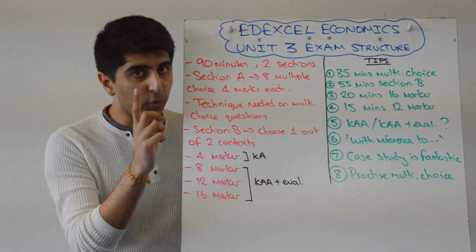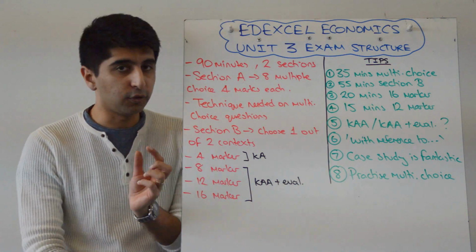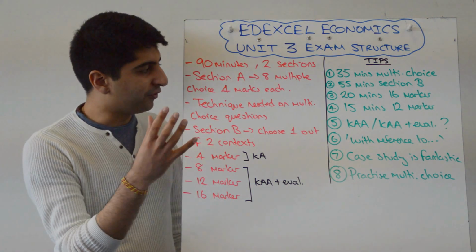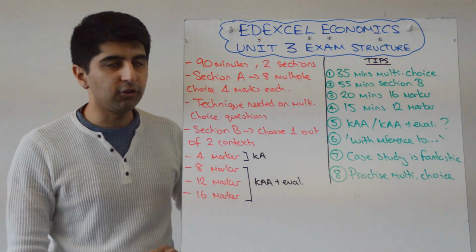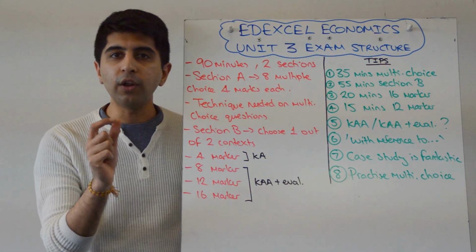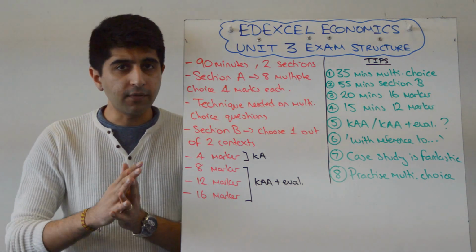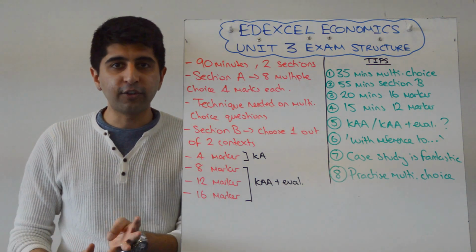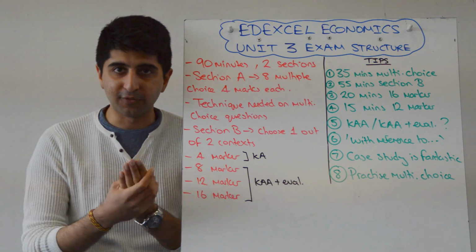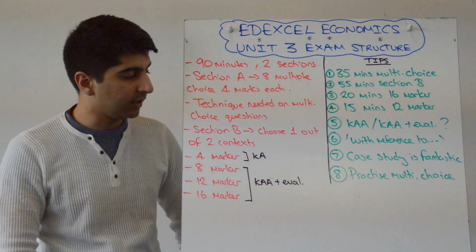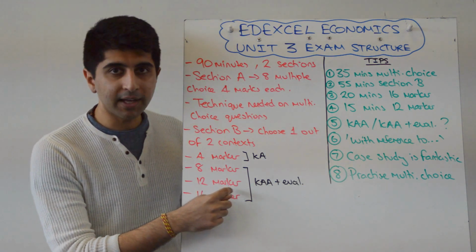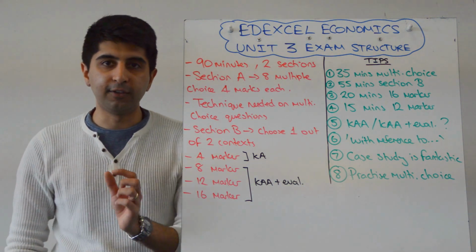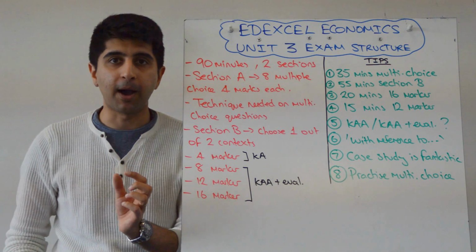So technique is important for these multiple choice questions. That's your Section A. 4 marks each, so that's 32 marks for Section A. You then move into Section B and you're going to have to choose 1 out of 2 contexts. Whichever context you pick, there are always going to be 4 parts in terms of questions for that context. You're going to have a 4 marker, an 8 marker, a 12 marker and a 16 marker to do. So altogether they are worth 40 marks.